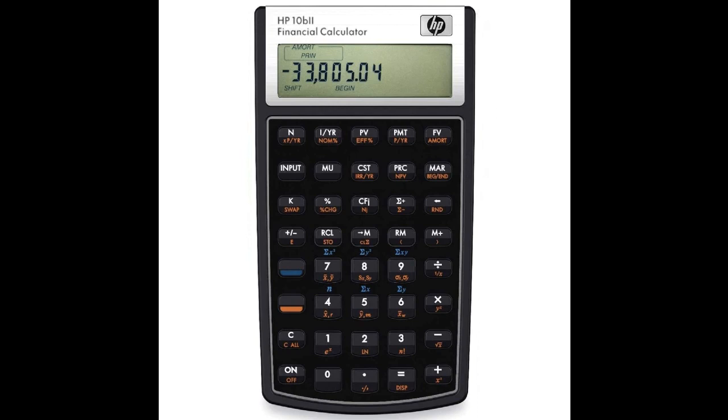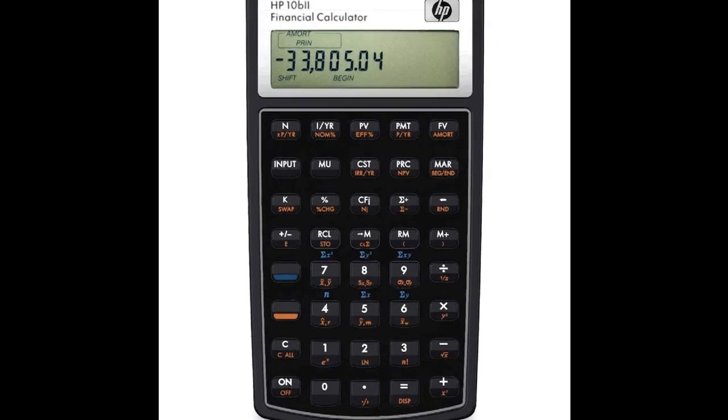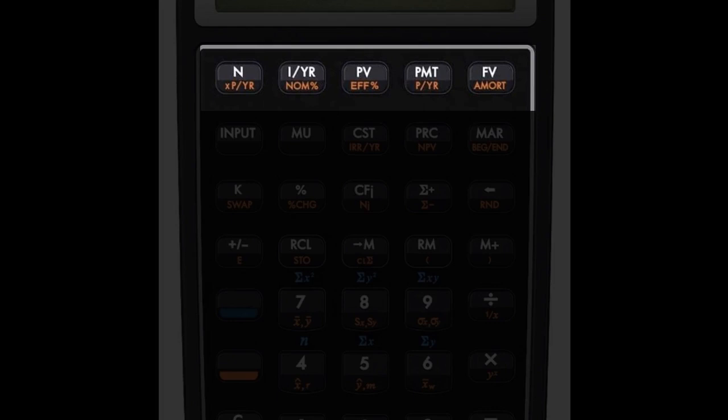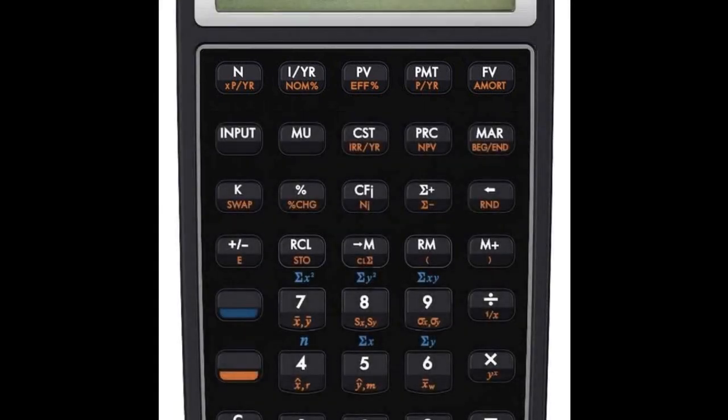Now, the one thing that you will find is that most of these time value of money functions here, number of periods, interest per year, present value, payment, and future value are the same on both calculators. So many of the examples I'm going to do here will work for the Texas Instrument as well.